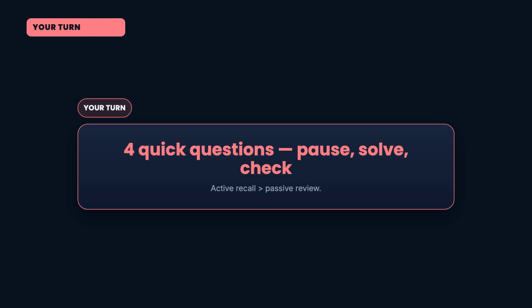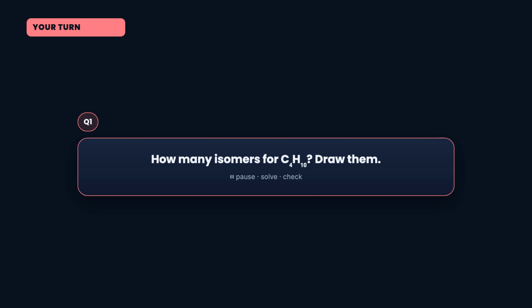Now your turn. 4 quick questions in the CBSE style. Solve each one yourself, then check your answer. This active recall is how it truly sticks. Question 1. How many isomers are possible for butane? 4 carbons and 10 hydrogens. Draw them.